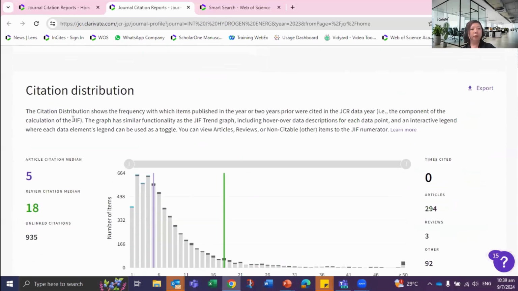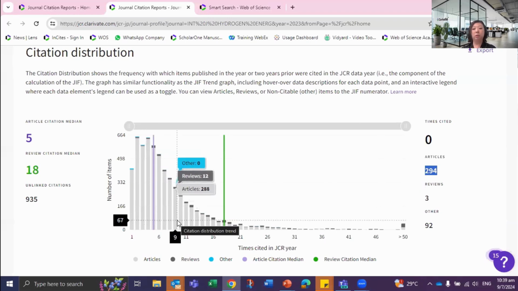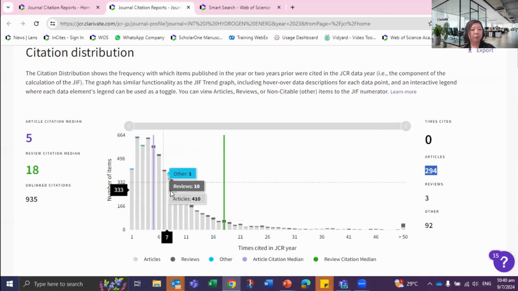Citation distribution. This would be quite useful to give you an idea of what content type, is it articles or reviews, that get more citations in this journal? You would notice that this journal actually publishes more original research articles compared to reviews, so that's why mostly the citations go to articles. But there are certain journals that have an equal amount of, let's say, articles and reviews, and that's where you can see the transparency of the citation performance of the document types here.